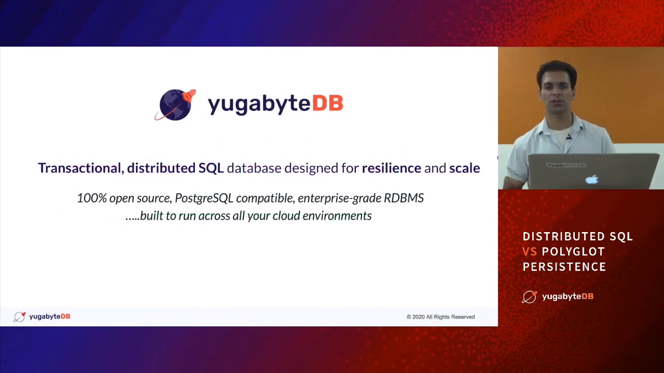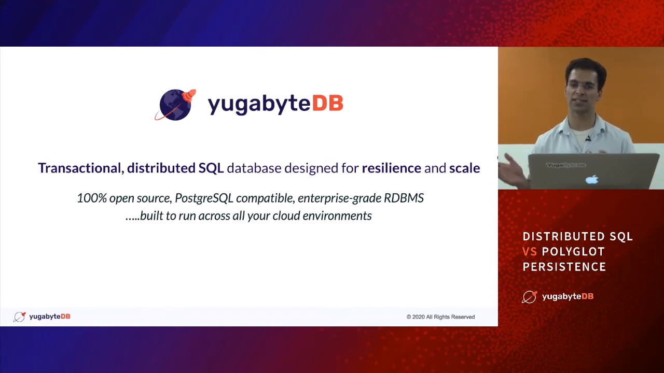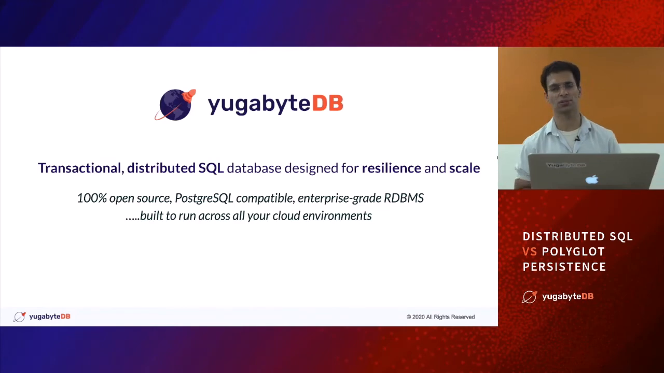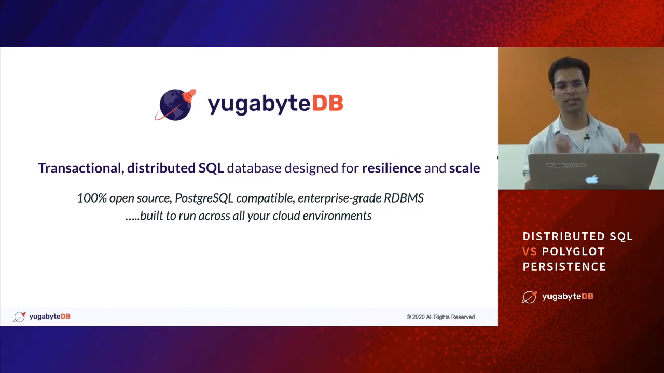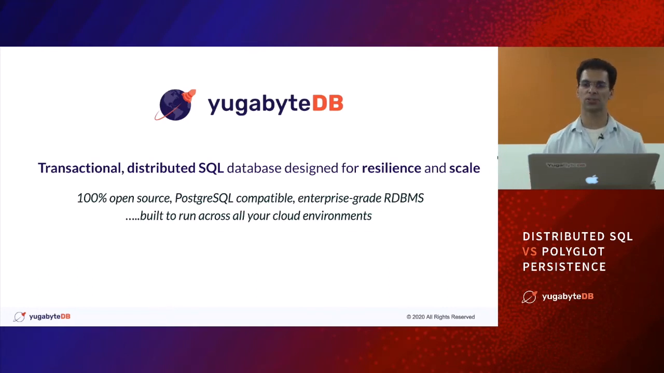We'll also take the example of Yugabyte DB, which is a transactional distributed SQL database designed for resilience and scale. It's fully open source, so you're completely free to use it, and fully PostgreSQL compatible. So it retains all of the operational characteristics of PostgreSQL, and has all the enterprise-grade security and encryption features, backups and all of these features completely in the open source, very similar to PostgreSQL, and built to run on any cloud. So if you picked a database like this or any other distributed SQL database, now let's reimagine how your application would look.